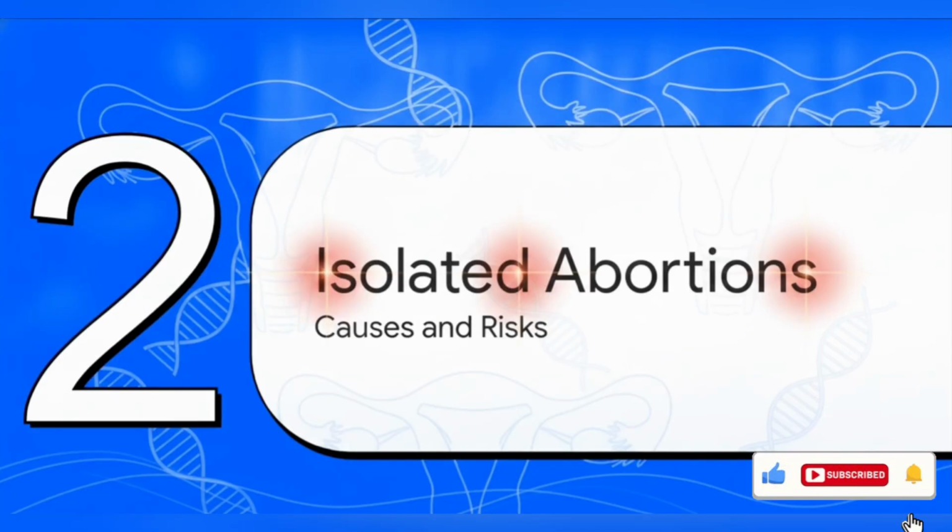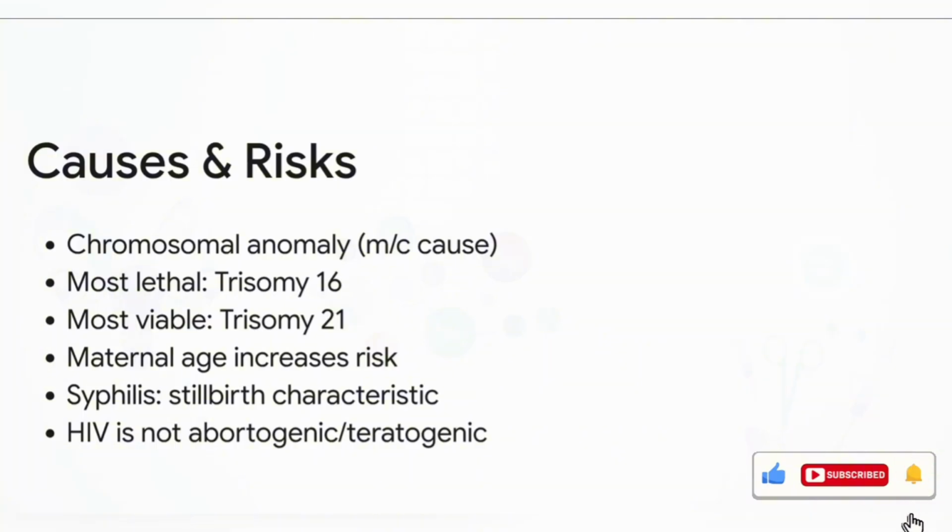Moving to Section 2, isolated abortions. Now we're focusing on single-episode abortions. The most common cause in the first or second trimester is a chromosomal anomaly. The hierarchy goes aneuploidy, then trisomy, then monosomy, like Turner syndrome, and then trisomy 16. But here is your high-yield pearl. Trisomy 16 is the most lethal, whereas trisomy 21 is the most viable. Also, remember, advanced maternal age increases the risk.